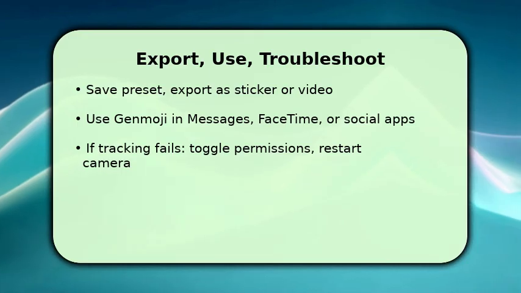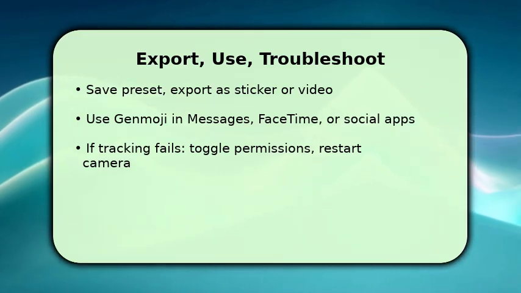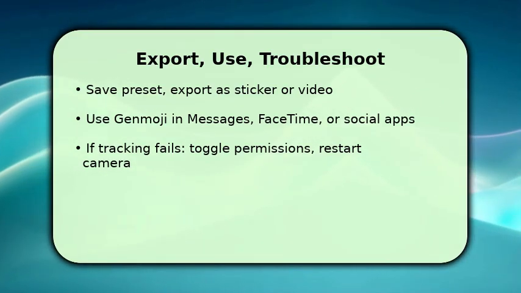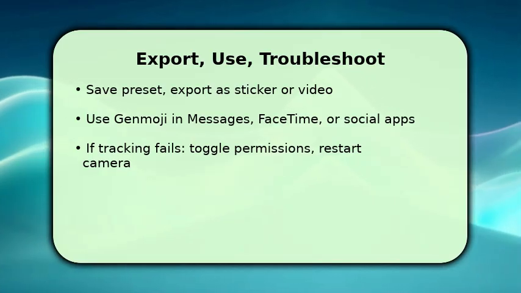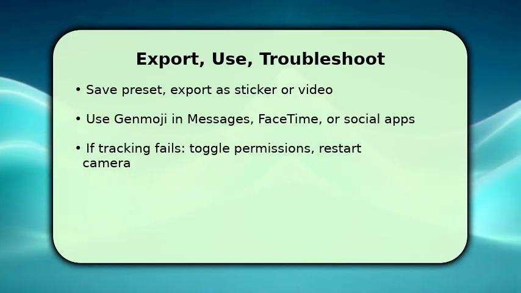If tracking fails, toggle camera and mic permissions, force quit the app, and relaunch, often clearing cache or restarting the iPhone 15 resolves sensor calibration issues quickly.